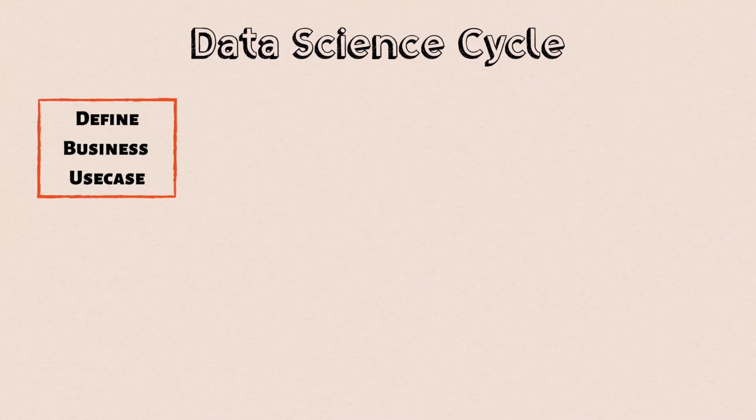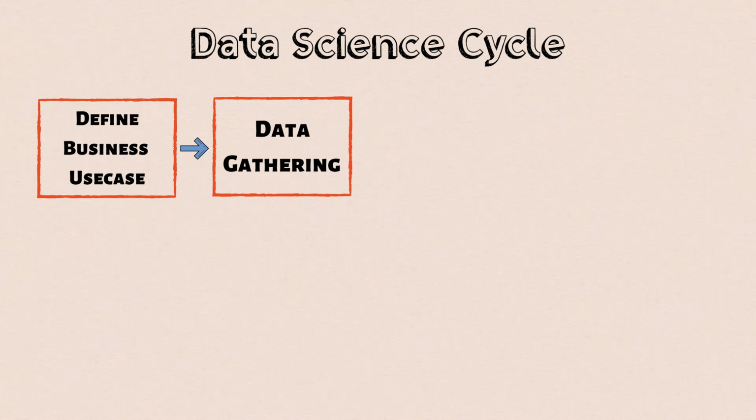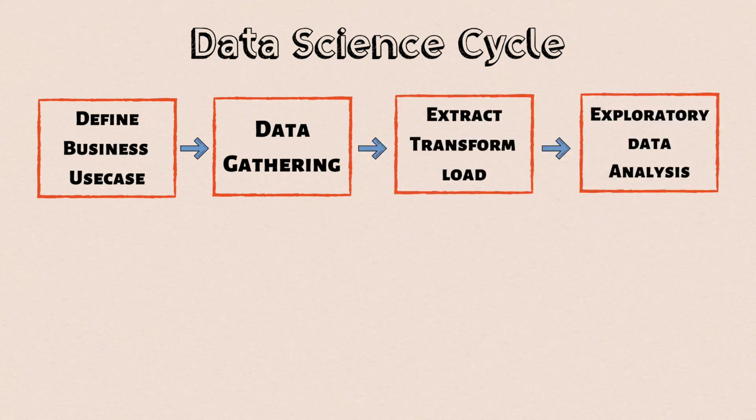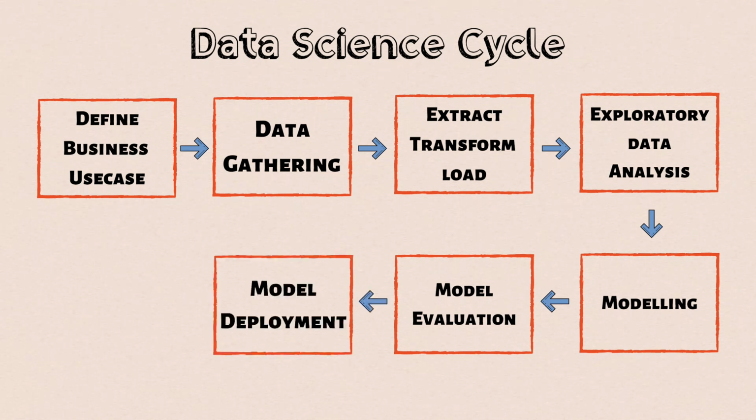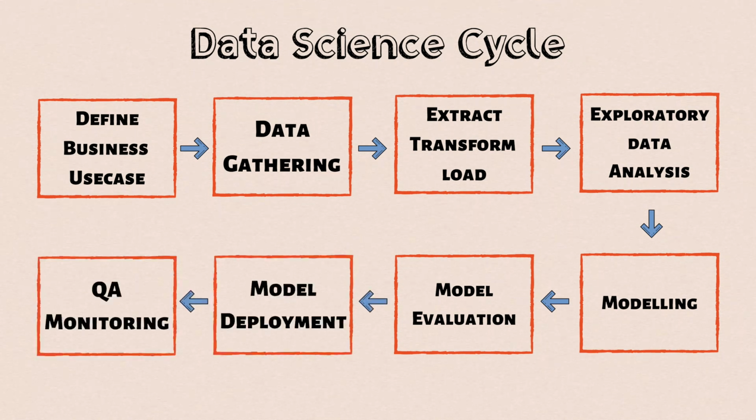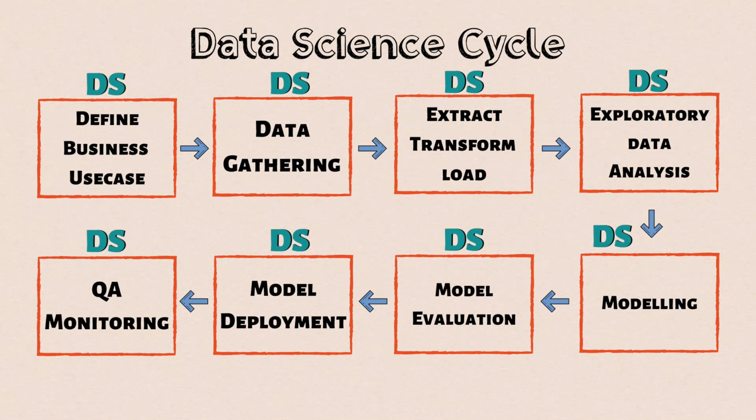Now let's talk about the data science cycle and where the two professions fit. A typical cycle consists of defining the business use case, data gathering, extract, transform and load, exploratory data analysis, modeling, model evaluation, model deployment, followed by QA and monitoring. In organizations with a small data science team, usually less than 5 people, a data scientist can be expected to work across the whole data science cycle.